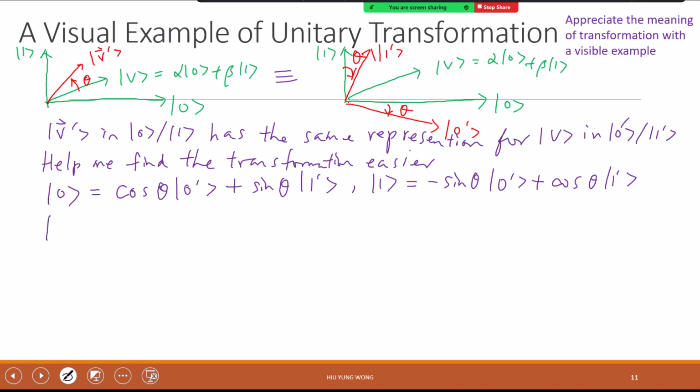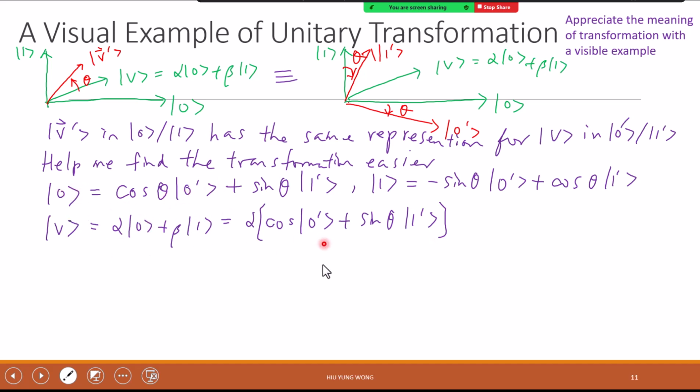Okay, then what is V in the new system? V equals alpha times 0 plus beta times 1, right? That is given. But how about in the new system? I just substitute this into it. I have alpha, cosine theta 0 dash plus sine theta 1 dash, right? I substitute 0 here with this equation, and then plus beta times 1, where 1 is negative sine theta 0 dash plus cosine theta 1 dash.